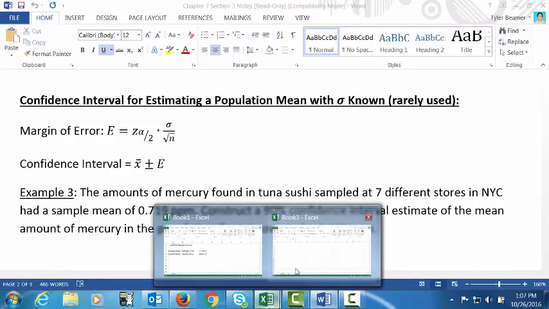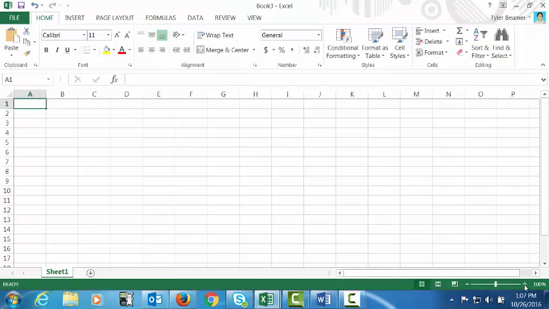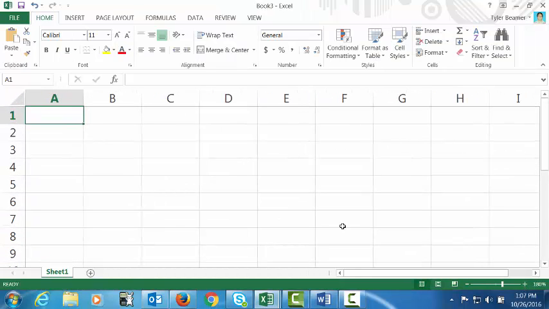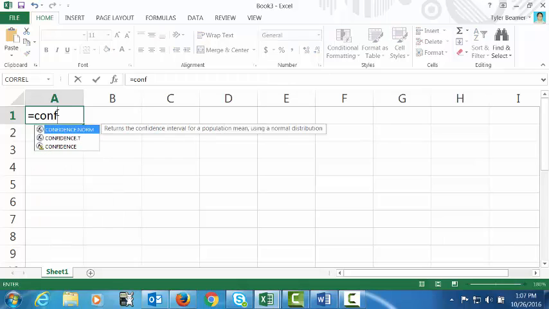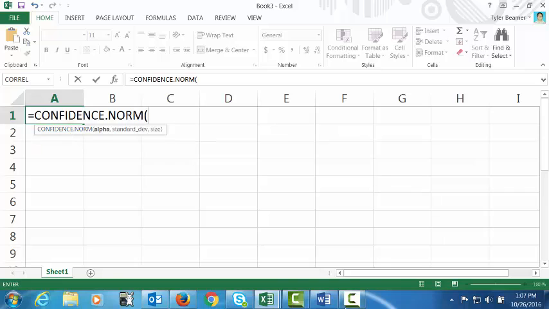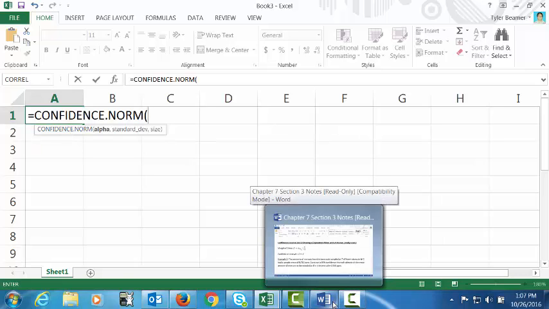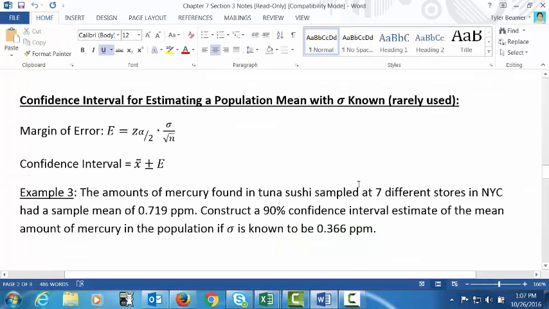So we can still do this on Excel. We're going to use a slightly different function. We're going to use equals CONFIDENCE.NORM instead of t. So we would double click on the norm. Once again, it's going to ask us for the same three arguments: alpha, standard deviation, size. The only difference is that standard deviation is going to be for the population.